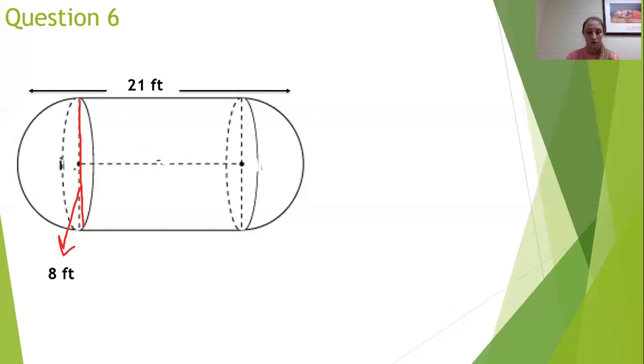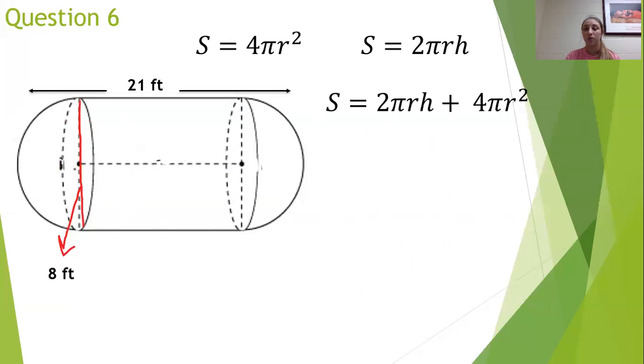The equation we will use for the surface area of a sphere is S equals 4 pi r squared. Next, we find the lateral area of the cylinder. The cylinder can be flattened out into a rectangle, where the length of the rectangle is the perimeter of the cylinder's base and the width is the height. The equation for the lateral area of the cylinder is S equals 2 pi r h. So we're going to add these two equations together, where r is the radius and h is the length of the cylinder.